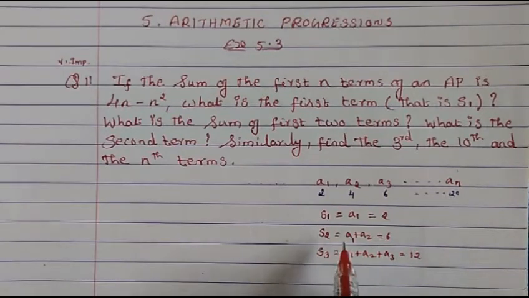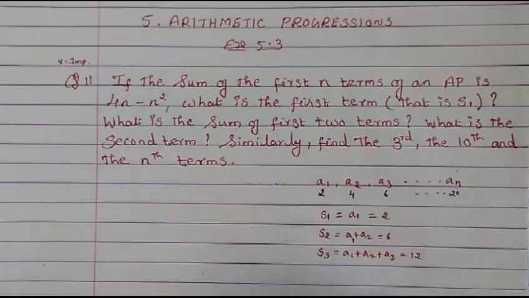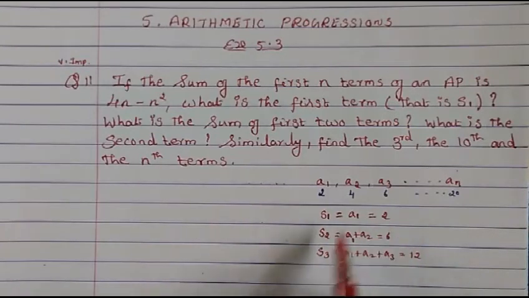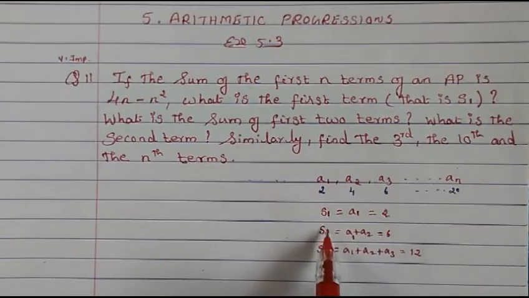Now, if I want to get the second term, from here we can derive the formula. That's what I'm trying to tell you. If I want to get the value of A2, what will I do? From S2, see, sum of first term is 2, sum of two terms is 6. So from S2, if I minus S1, what will I get? From S2, you minus S1.